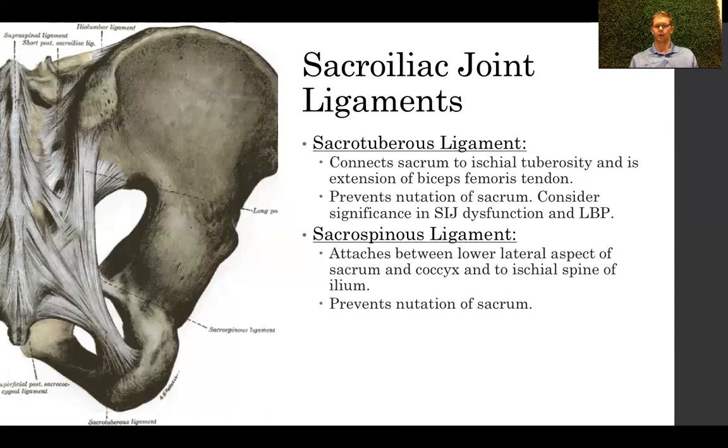Along with the sacrotuberous, you also have your sacrospinous ligament, which you can see right here. It's over on the bottom right side, you can see the arrow for it, and then trace that up there, and that also prevents nutation. So both the sacrotuberous and sacrospinous prevent nutation of the sacrum.